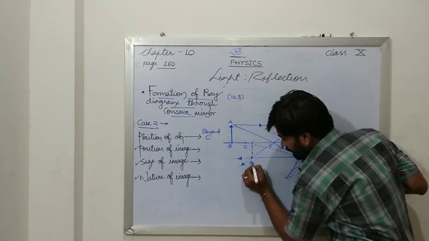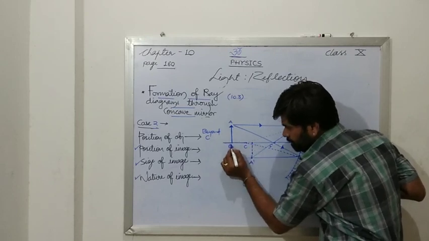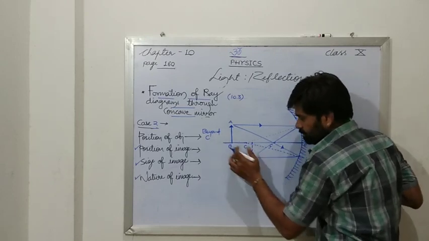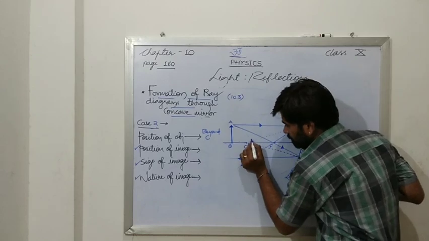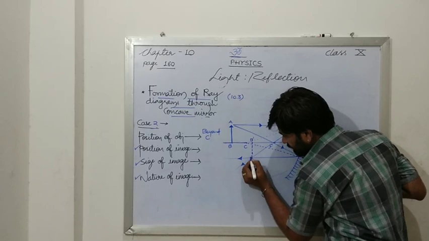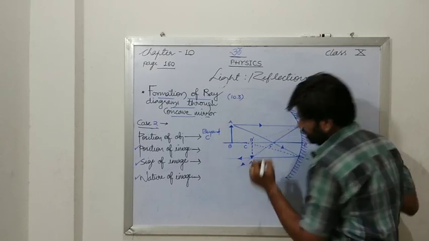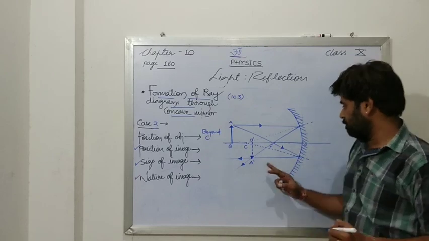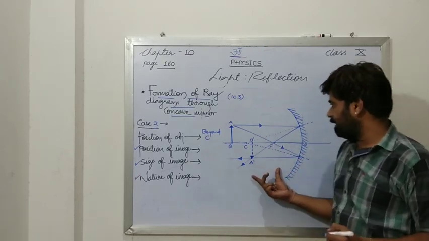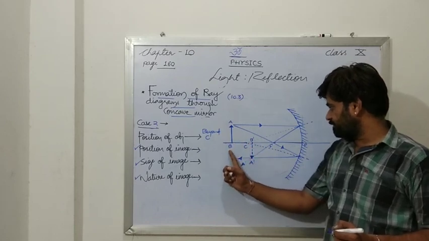So this will be the A dash, and the rest, because this point was over the principal axis, in the image this will always be over the principal axis, so this will be the B dash. Now, if this is the A dash, then the arrow will be like this, on the bottom side. Now this completes our ray diagram for case number 2, in which the object is beyond C.